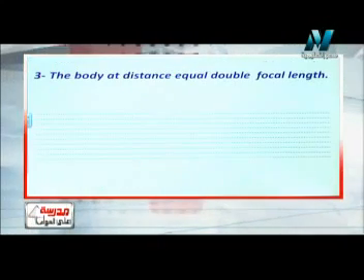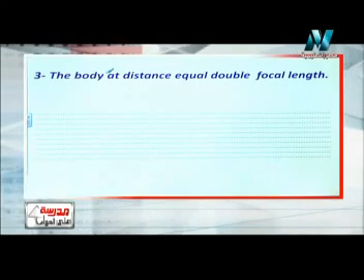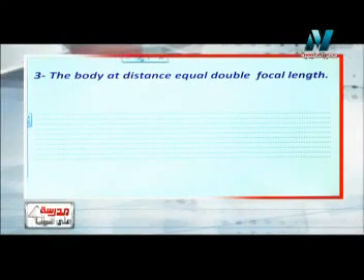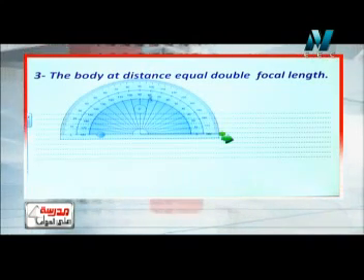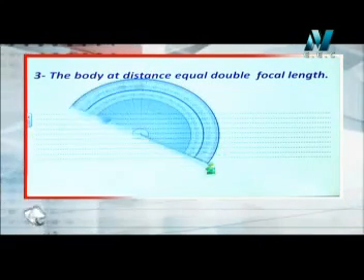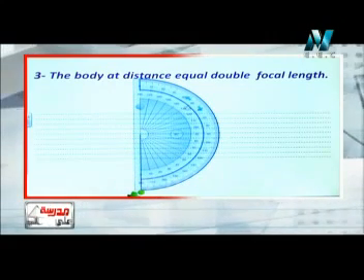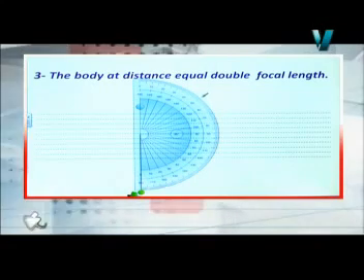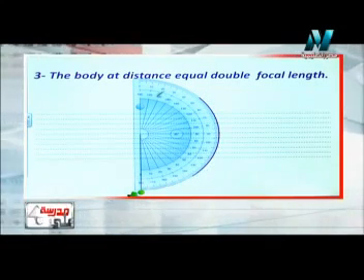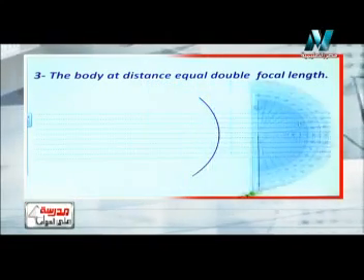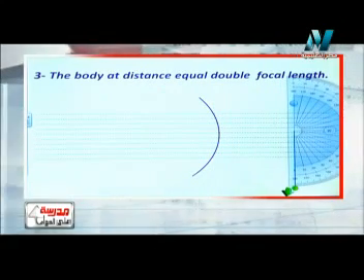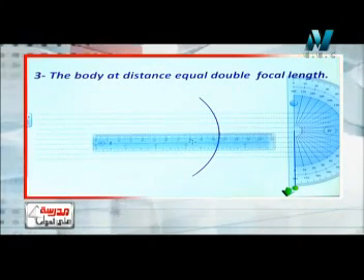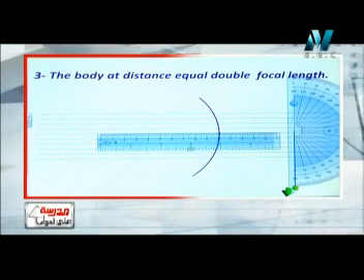We have another one: body at distance equal to double focal length. Of course, by protractor, again we use the protractor here. Why? To draw just the arc. Just what? The arc. Here is the protractor. Okay? Then we can use the ruler and put two equal distances between what and what?